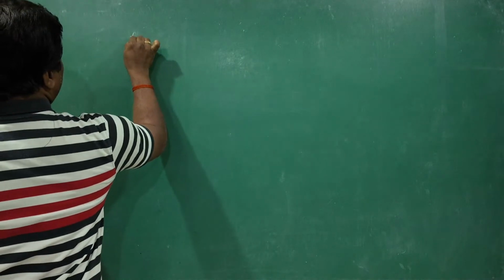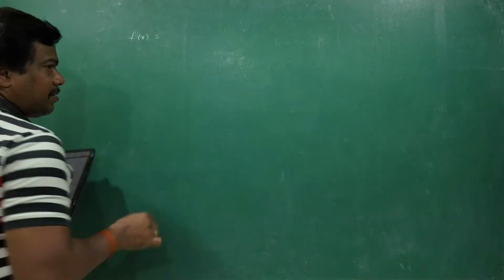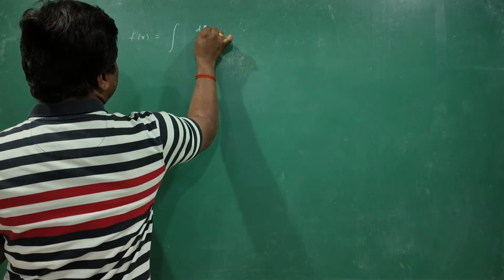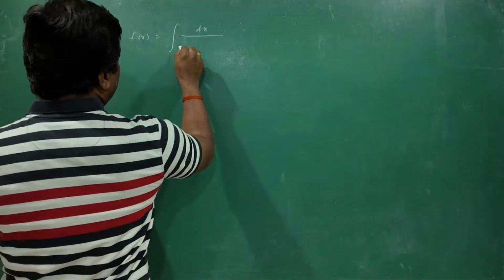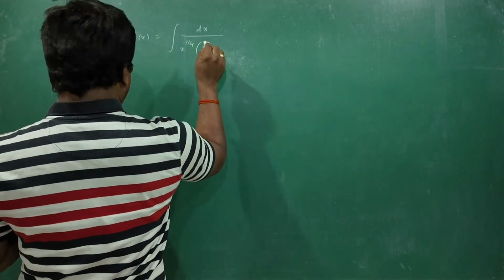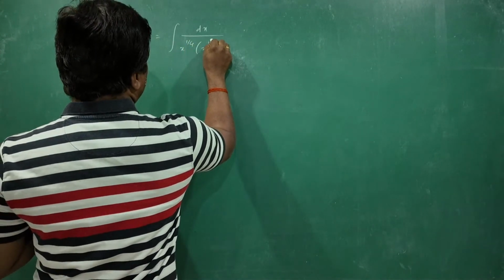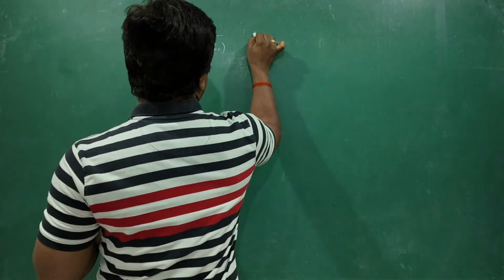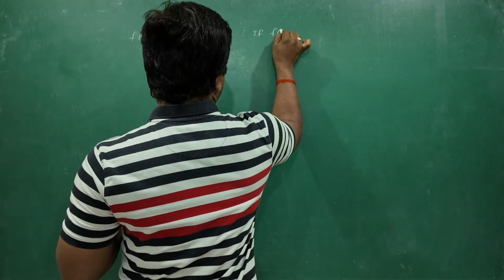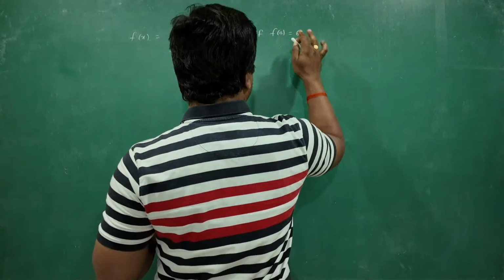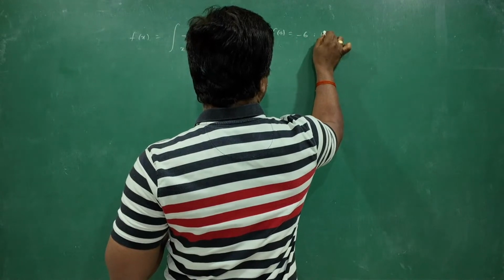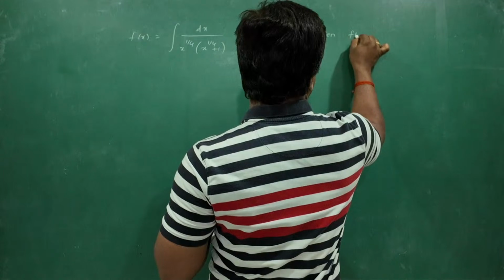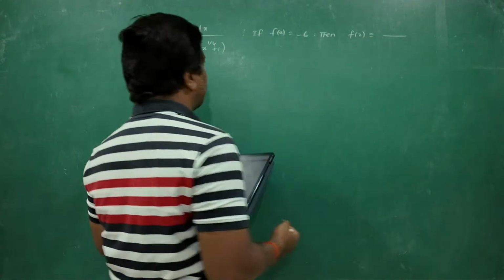Suppose first question, f of x equal to integral dx divided by x to the power of 1 by 4 multiplied by x to the power of 1 by 4 plus 1, and if f of 0 equal to minus 6, then the value of f of 2 is. This is the question.